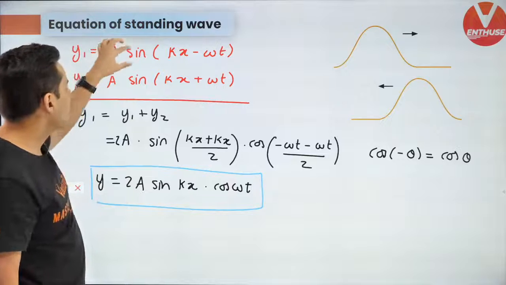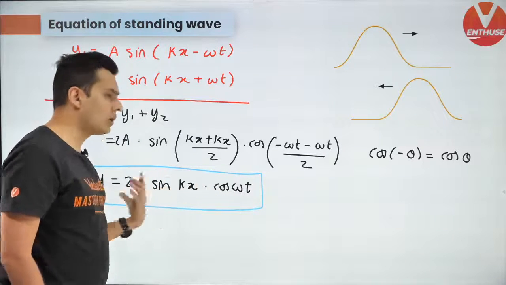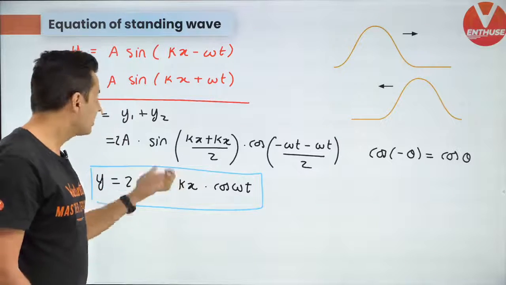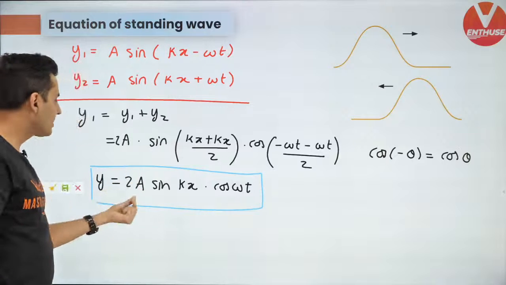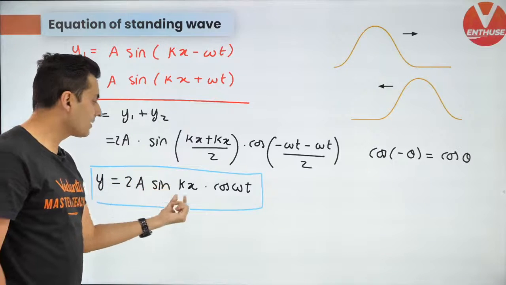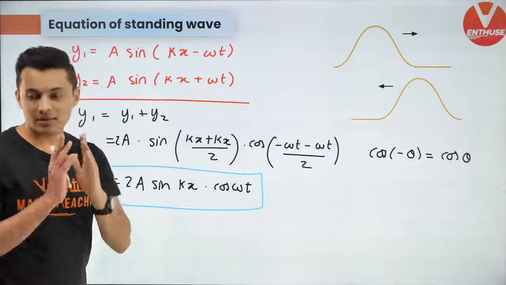So depending on what you choose initially, this final term may contain sine or cos or different terms. But the idea is you will get something sine or cos kx into sine or cos omega t. That's the whole point.